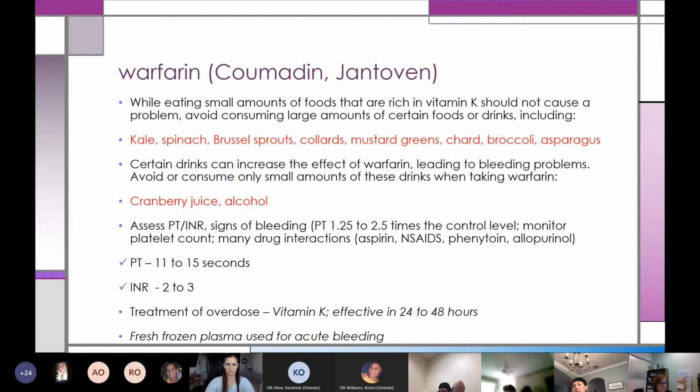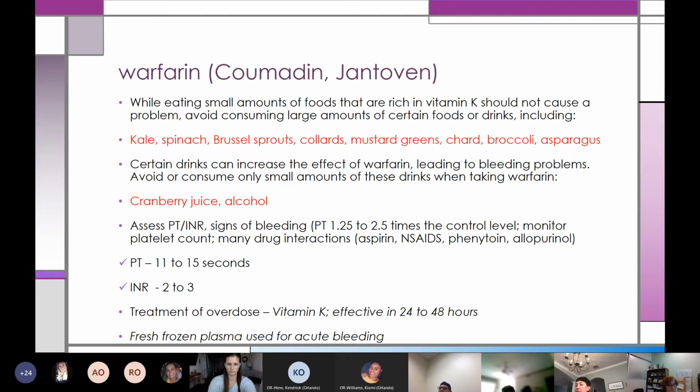We know that some drinks can increase the effect of warfarin, which can cause an increased bleeding potential, and so I've put these up here for you. Cranberry juice and, of course, alcohol. We try to not do that at all. But cranberry juice actually can cause the way that the warfarin works in the body to increase its effect. So you're going to have many more bleeding problems with this particular drug.